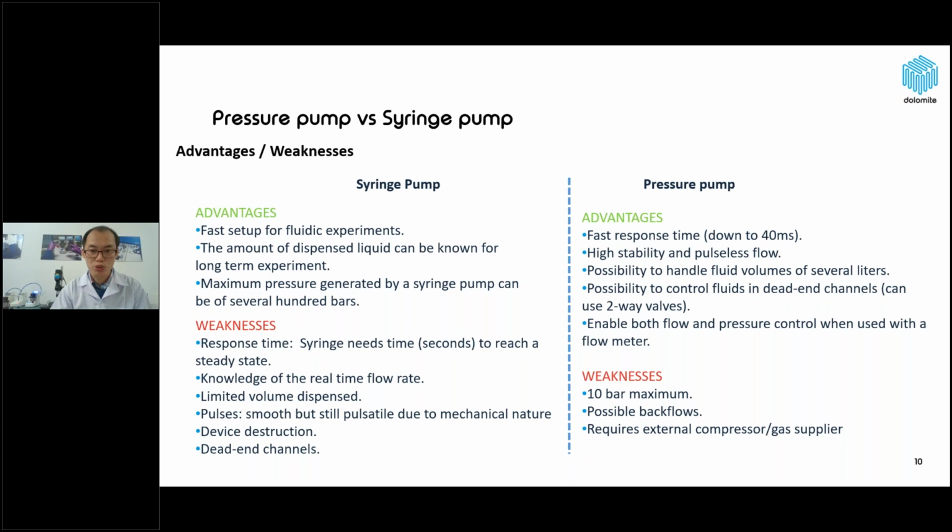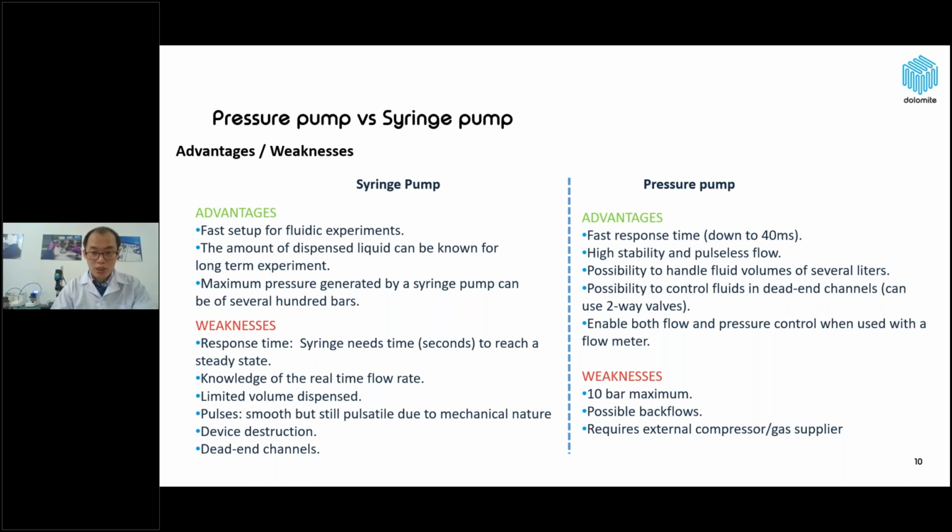It can be down to 40 milliseconds in microfluidic tubes. Using pressure-driven flow, pressure changes propagate within the fluidic setup without delay, leading to fast flow switching. Moreover, since no moving mechanical parts are involved, pressure-driven flow remains smooth whatever the flow rate.